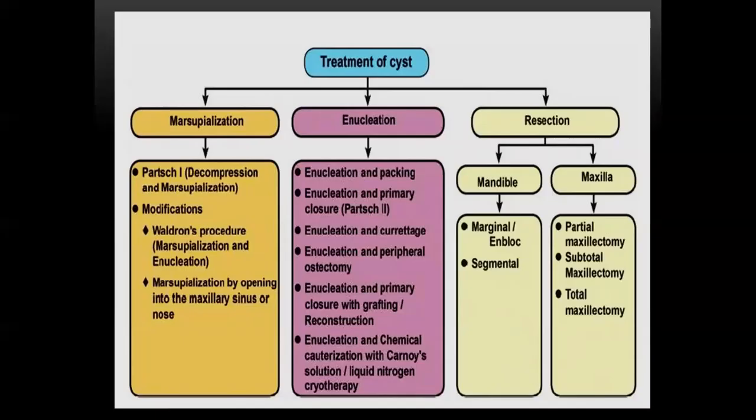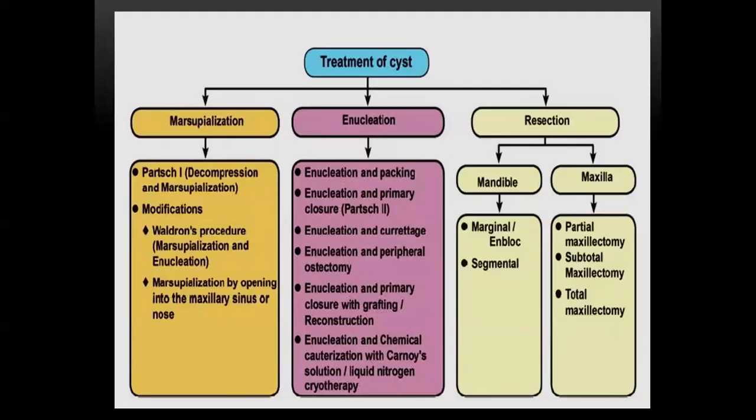Another modification is enucleation and curettage. After enucleating the cyst, you have to curette the socket where the cyst has been located. Or else enucleation with peripheral osteotomy. Peripheral indicates the surrounding, peri meaning surrounding. So after enucleating the cyst, you have to remove 1 to 2 mm of the bone beyond the visible margin of the lesion.